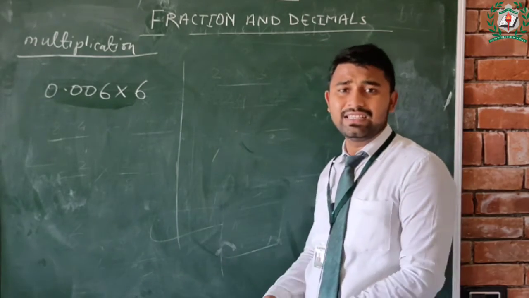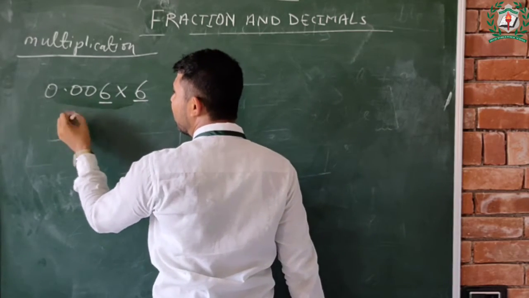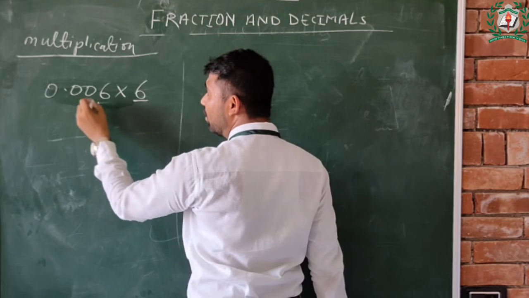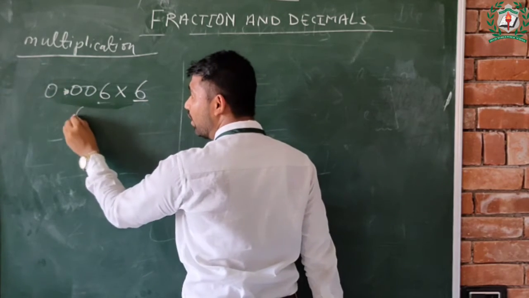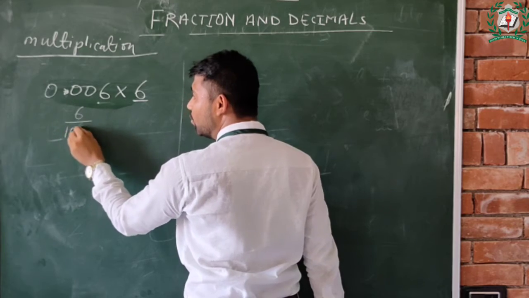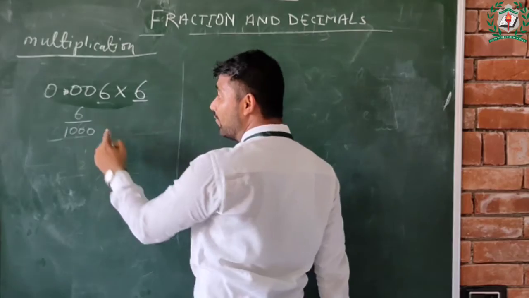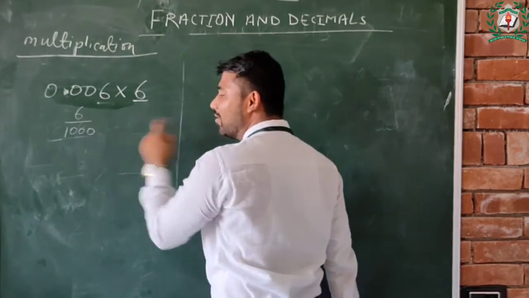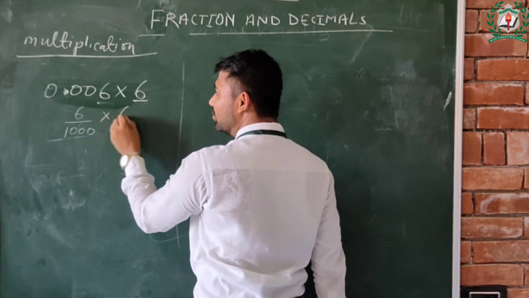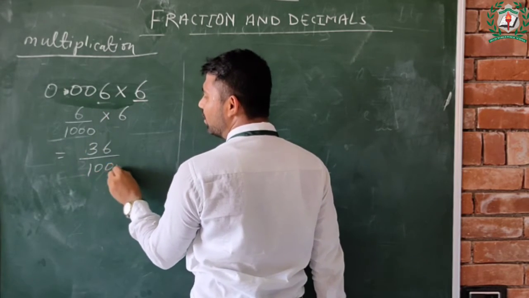It is very easy. So multiply number to number. If the decimal is in the third place, you can write 6 upon 1 followed by three 0s. If it is in the fourth place, there will be four 0s. If it is in the fifth place, there will be five 0s. Now into 6, that will become 36 upon 1 followed by the 0s.